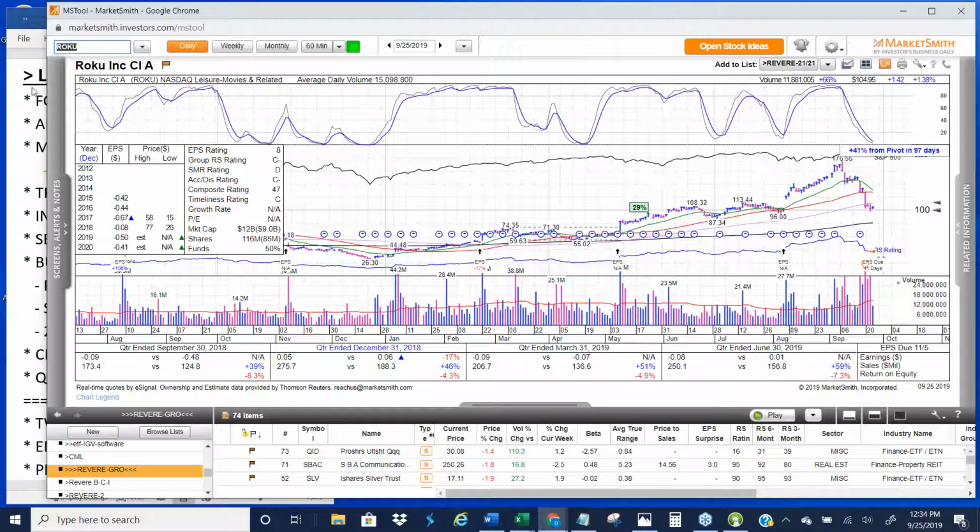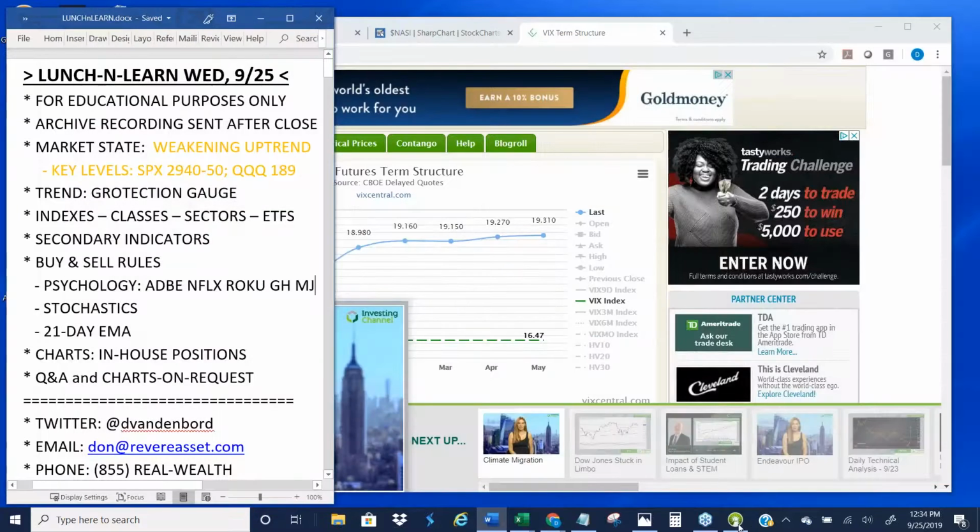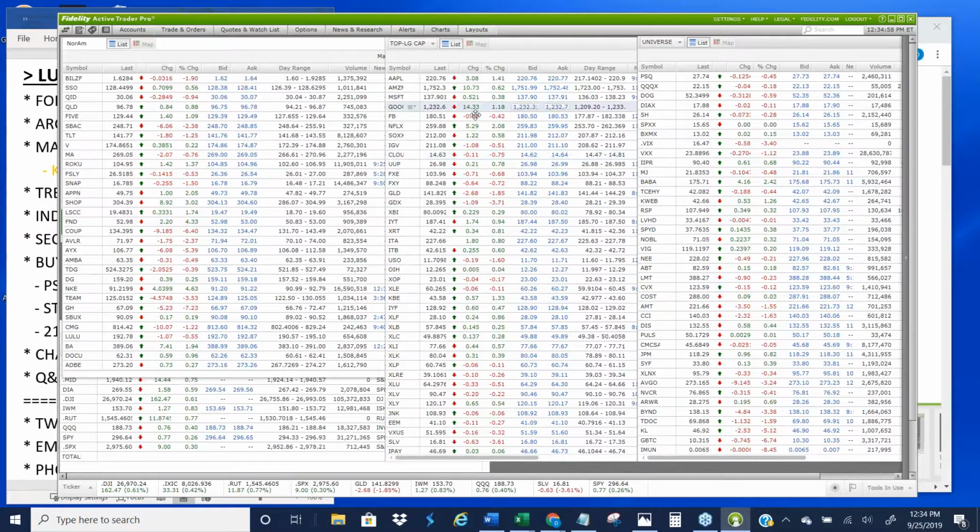In fact, I'm going to shut this down and restart it. I may just be streaming too much data. So let's take one last look at the watch list while I recover my charts.